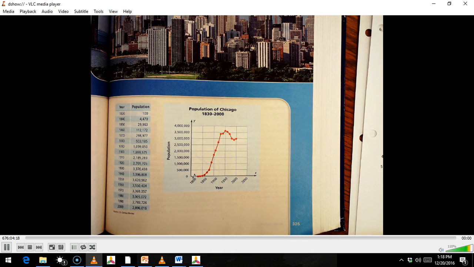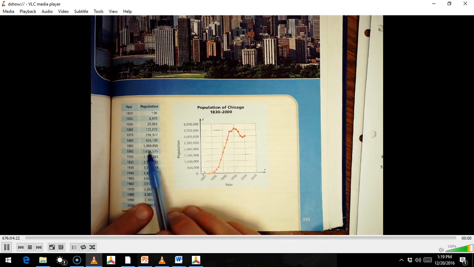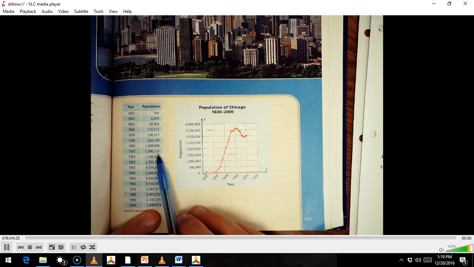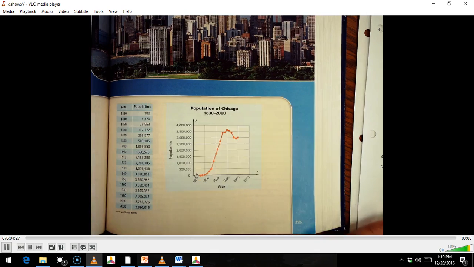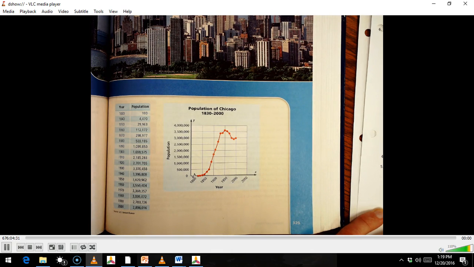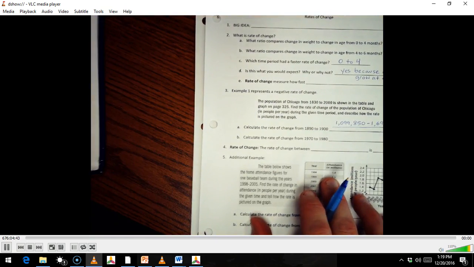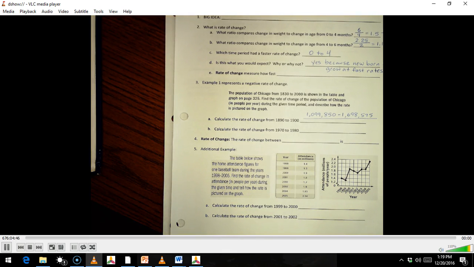1,099,850 minus, and now we're going to look at the value for 1900, which is 1,698,575. That has to be the numerator, because it says people per year. So the people has to be on the top. So I'm subtracting to find the difference.